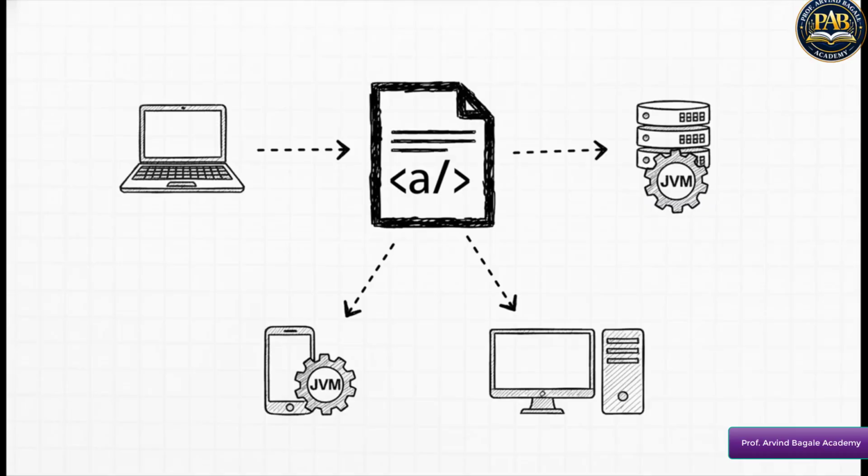And what's the result of all this? Platform independence. That's the holy grail right there. You write your code just once, and as long as the device has a JVM installed, it can run it, period. No need to rewrite your code for Windows, then again for Mac, then again for Linux. It just works. That's the promise delivered.